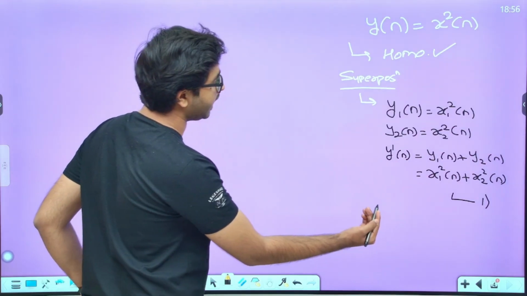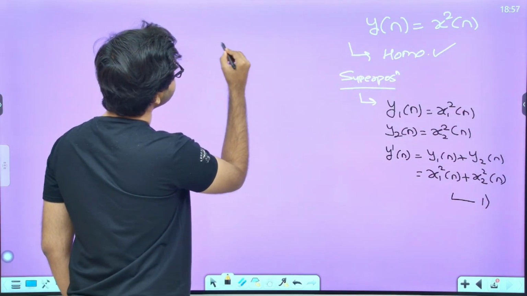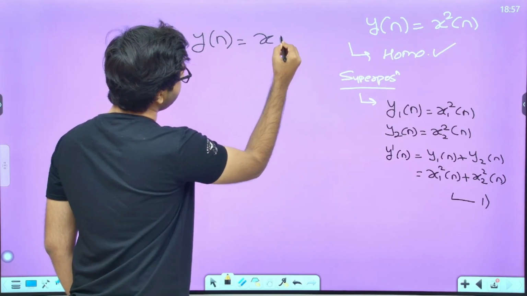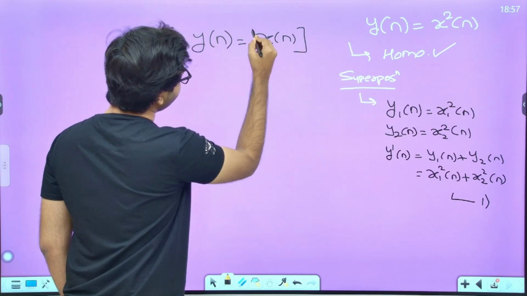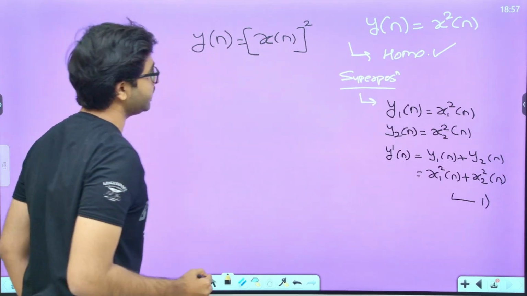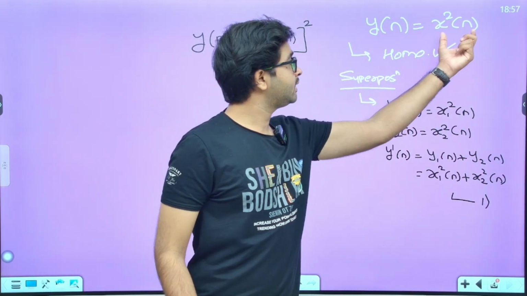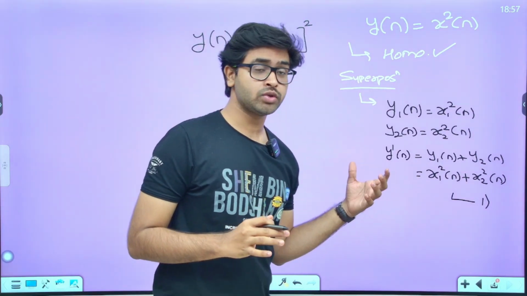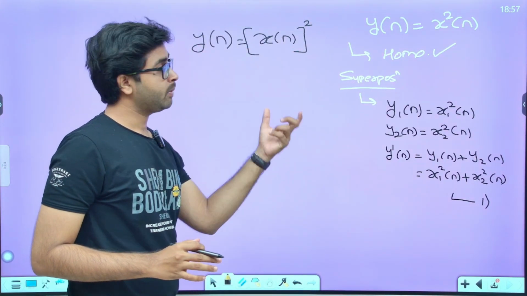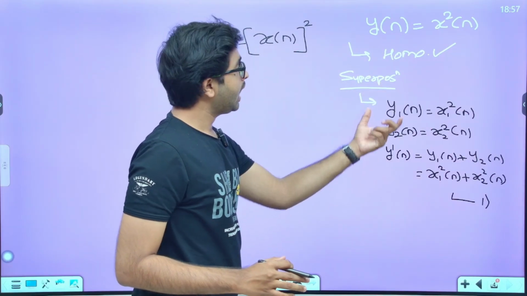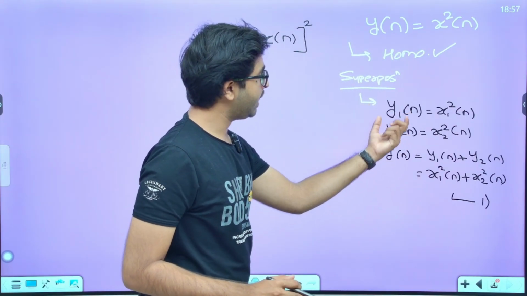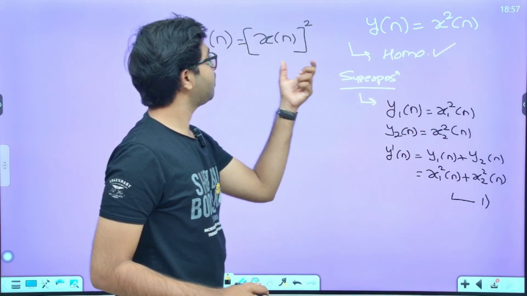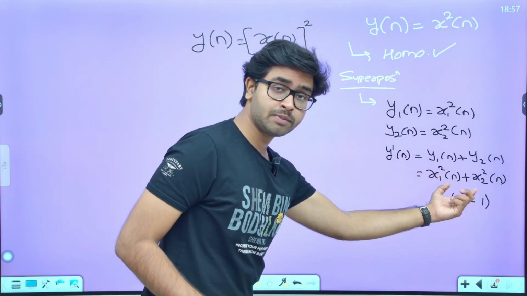Now let's see the other part, where we will just write x square. Let's write y of n is equal to x of n, and the whole bracket squared. I hope it's clear that this and this are similar, no changes. But what I am going to change is, instead of x of n, because I want to prove the superposition, I have followed the y1 and y2 by adding, and this part is given for the linearity. By changing x to x1 plus x2, I should get this part.